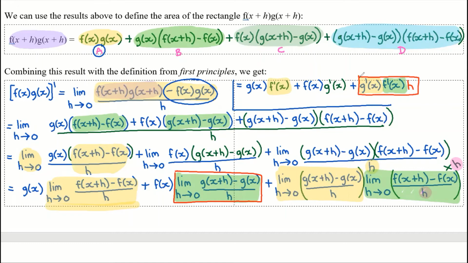If you are taking a limit as h approaches 0, then yes, this here is going to be g dash x, okay? This is going to be f dash x multiplied by h. But if you take the limit as h approaches 0, then this whole term is just going to go to 0 as well, because it's being multiplied by h. So that term there just goes to 0. So we are left with this. Now, this is the product rule. Okay, we've finally got there.